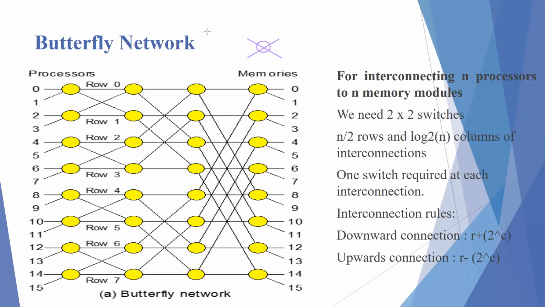Now, when I'm talking about a butterfly network, the logic that applies here is, first of all, how many rows and how many columns of interconnections are needed, right? So if I have to connect, say, 0 to 15, 16 processors to 16 memory modules, I require n by 2 rows. So we need n by 2 rows. This means for 16, we need 8 rows.